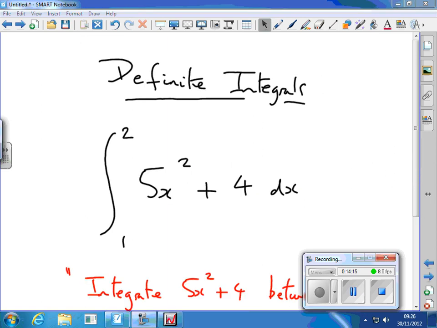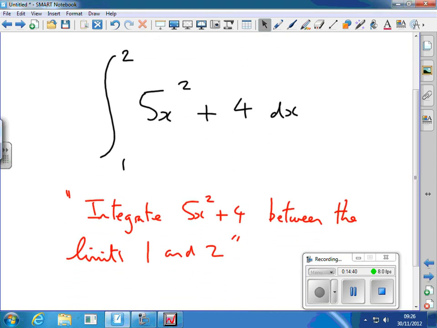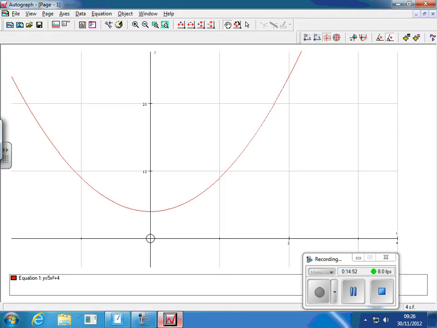So the idea of definite integrals takes us into a use of integration. One use of integration is to find what the differential was that we started off with, to undo the idea of differentiation, which is very useful. But what we're going to look at now is another use of integration, because if I integrate a function between 2 points, and that's what this is saying, integrate 5x squared plus 4 between the limits 1 and 2, what that allows me to do is to find the area under the curve 5x squared plus 4 between the limits 1 and 2. So I've put this function 5x squared plus 4 into Autograph here.